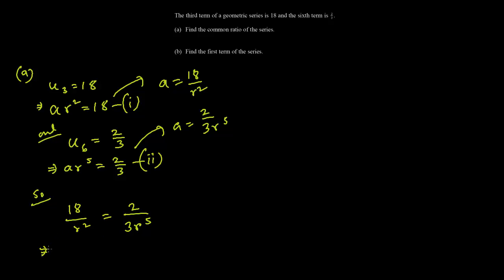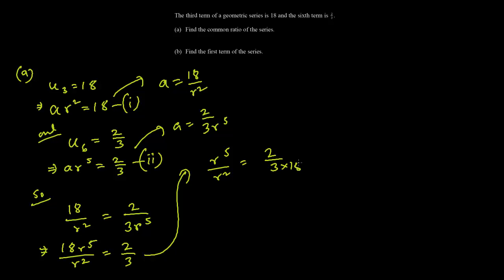Let's do cross multiplication. We can bring all the r on one side. That would make it look like 18 r to the power 5 divided by r squared equals 2 by 3. Then we can send the 18 to the other side and we can write r to the power 5 divided by r squared equals 2 by 3 into 18. That means when we have r to the power 5 divided by r squared, by the indices rule, the exponents subtract and it becomes 5 minus 2 or 3.